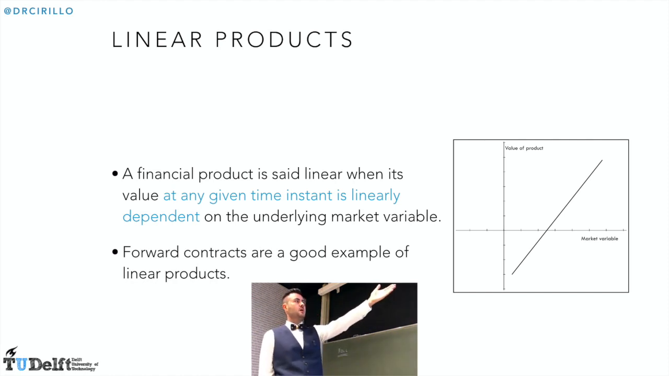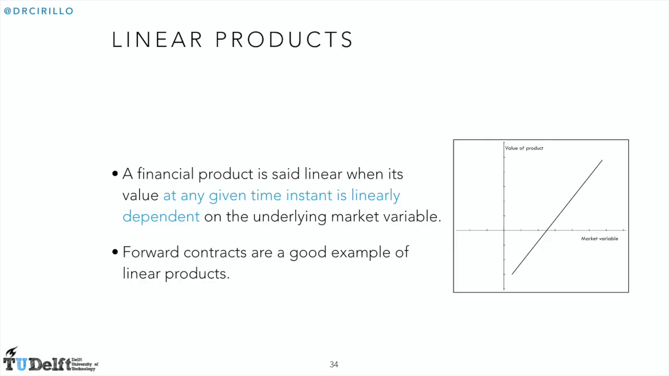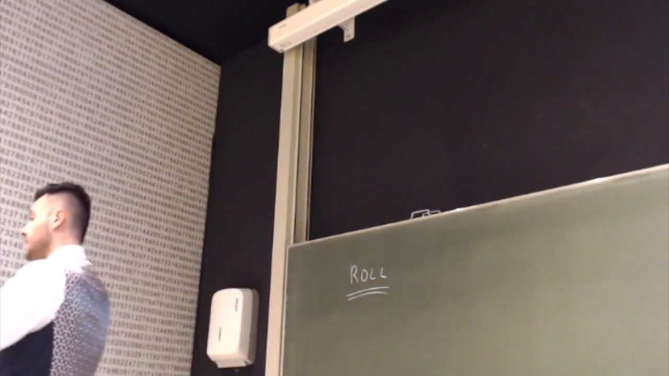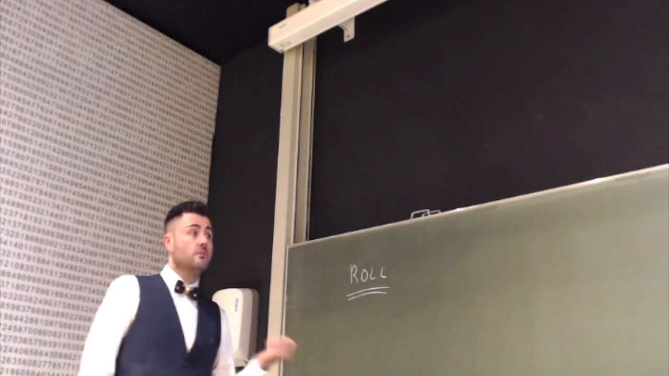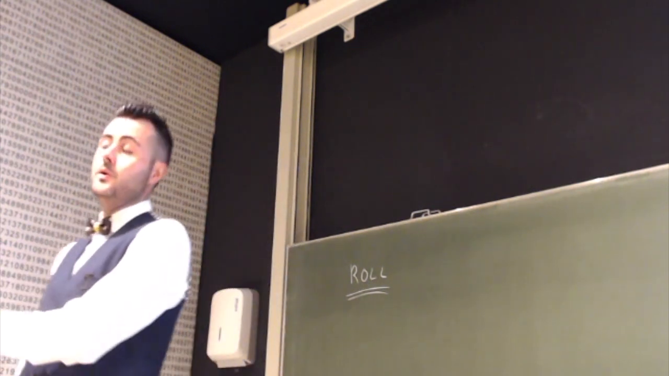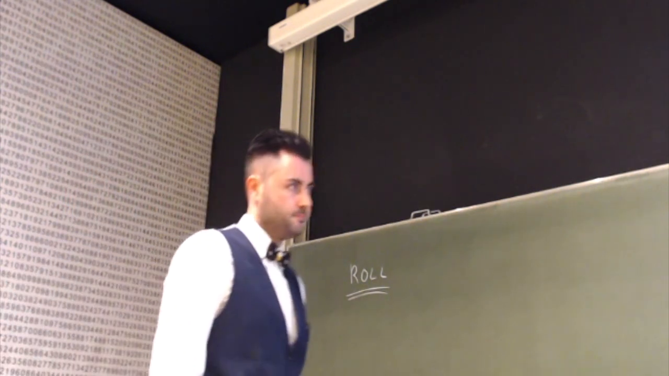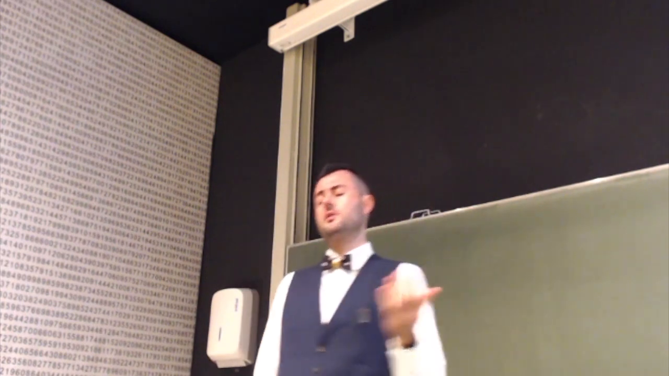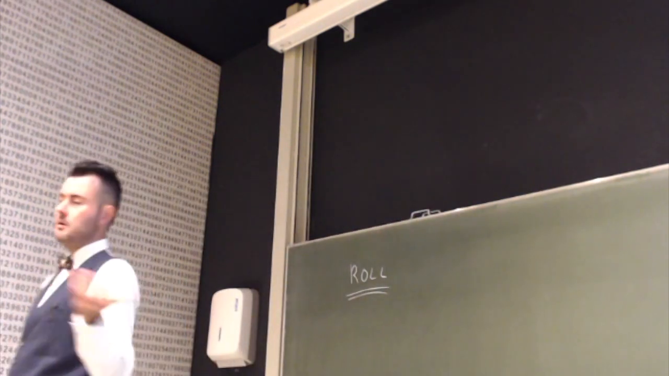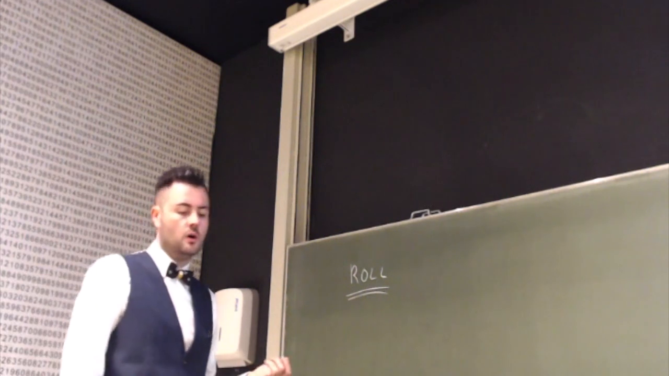Graphically speaking, I have my market variable, whatever it is, the value of the product, and I have a line. The line can be increasing, can be decreasing, but I don't care. Here's a line. So a linear product is a product in which there is a linear relationship between the value of the portfolio, the value of the product, and the value of the underlying market variable. For us, it will be the value of the underlying asset. A forward contract, a future contract, is an example of a linear product.